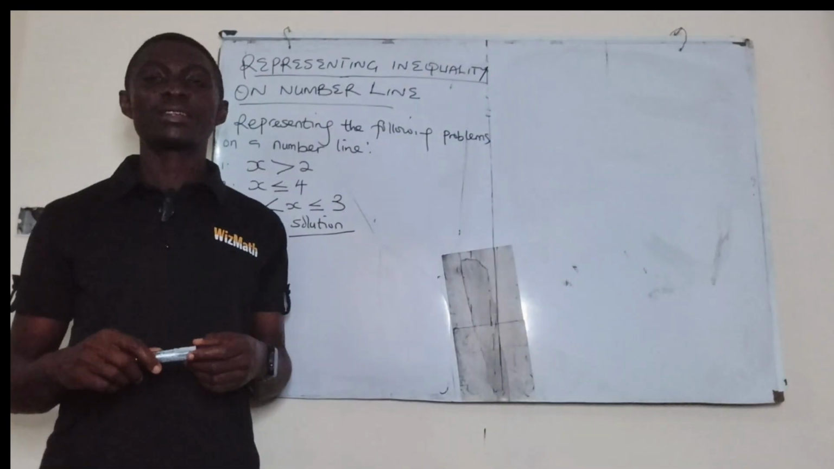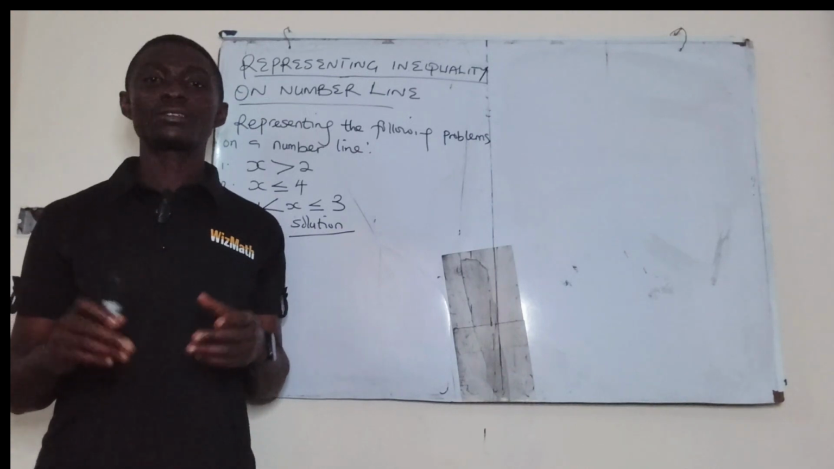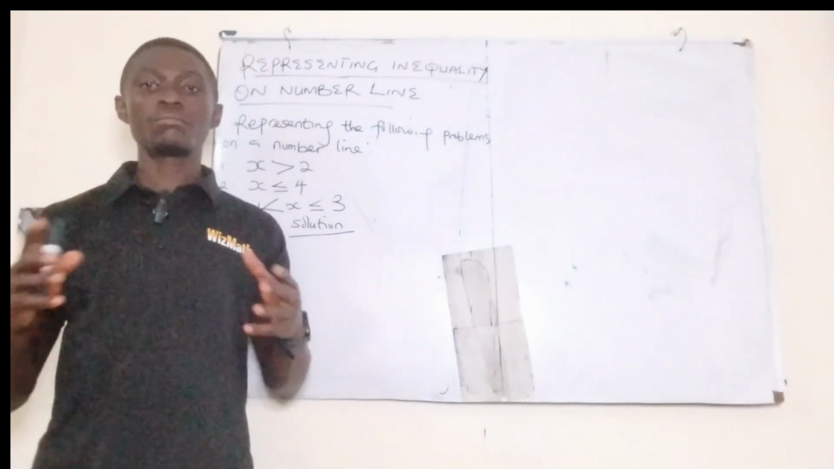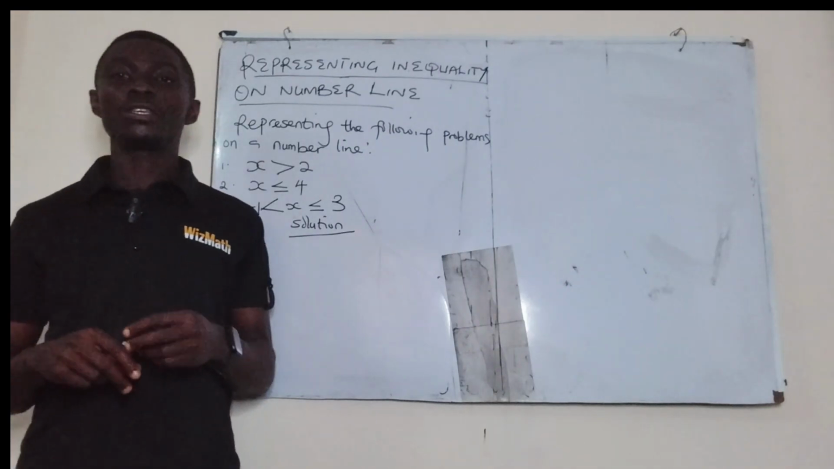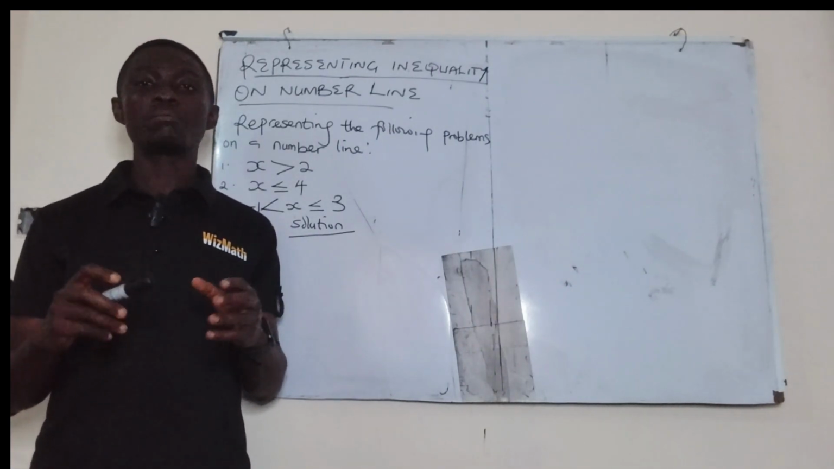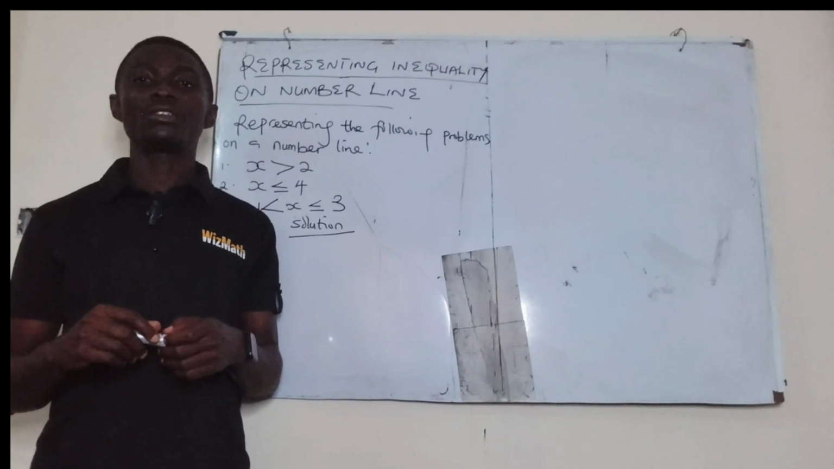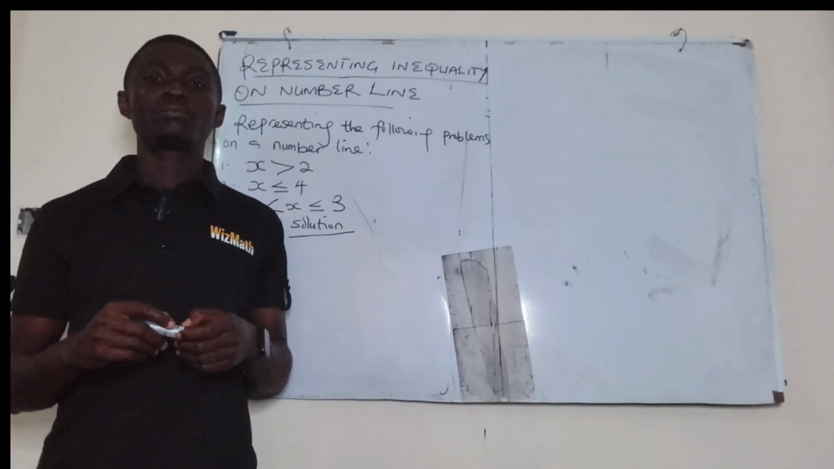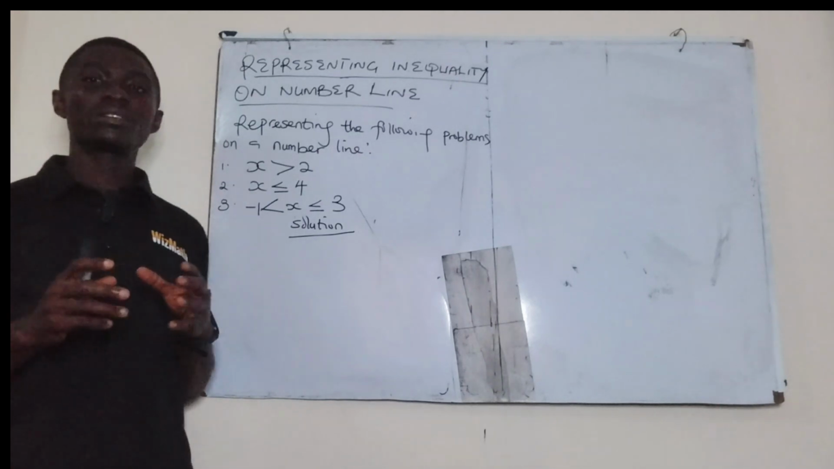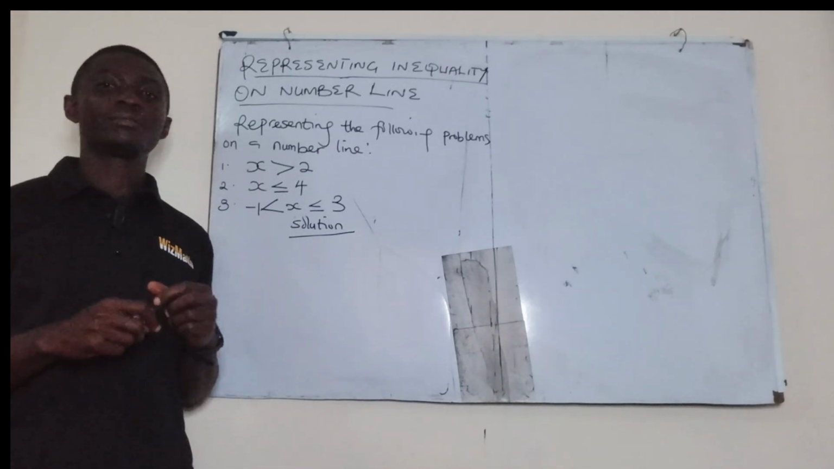In our previous classes, we did consider the meaning of inequality. We also considered the symbols involved in inequalities. And in our very last class, we considered some examples that reflect on inequality. Today, just for a wrap, we will be considering how we can represent these inequalities on a number line.